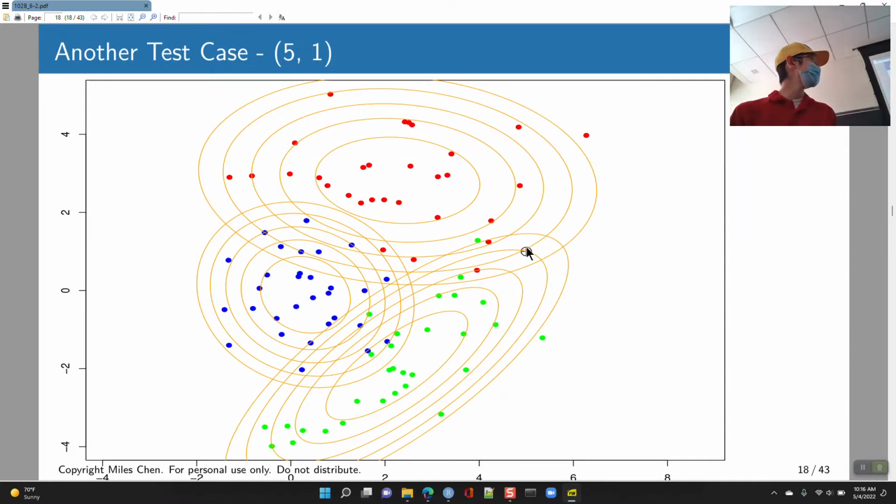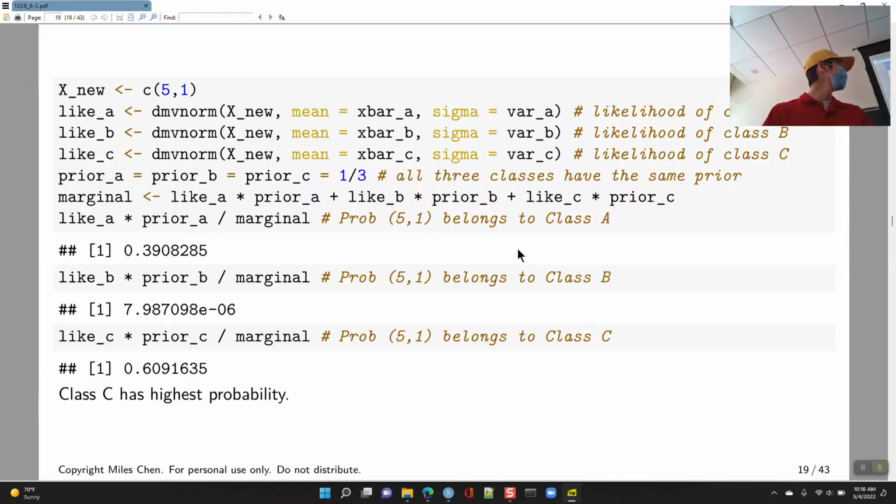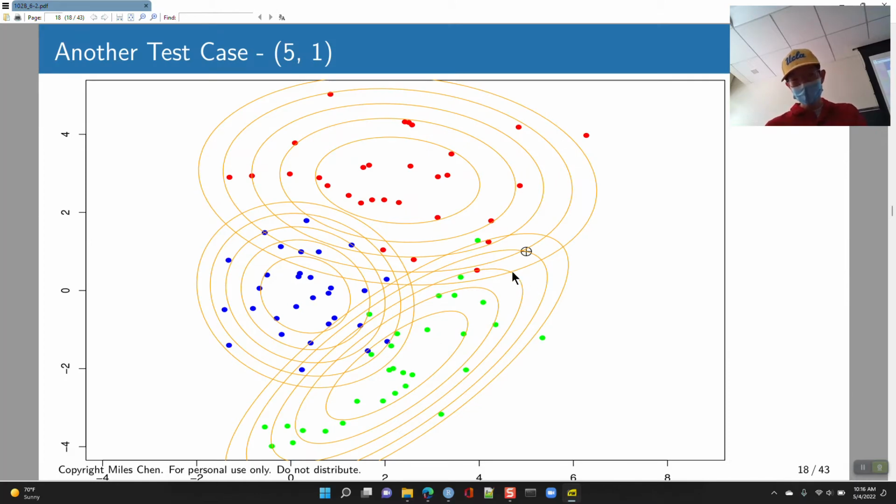Okay, what about this one? Here I'm intentionally picking all of these edge cases, like points on the border. You go through the math here, and we get 39 versus 61% probability. Class B is still on the order of 10 to the negative 6. So 39 versus 61, and I guess that's the split, something around there.